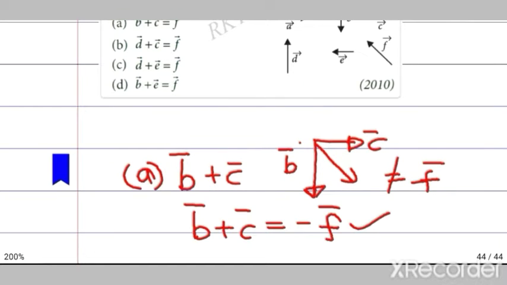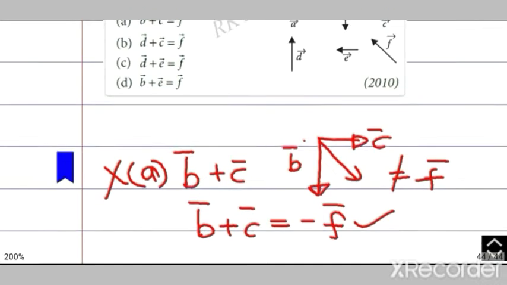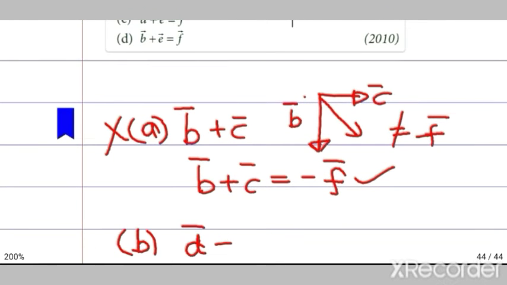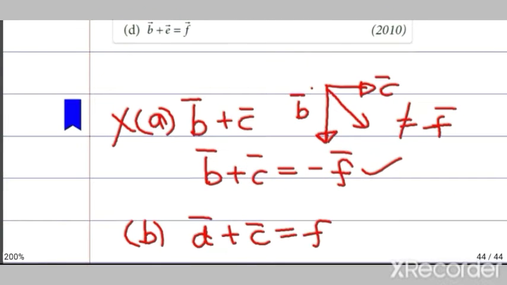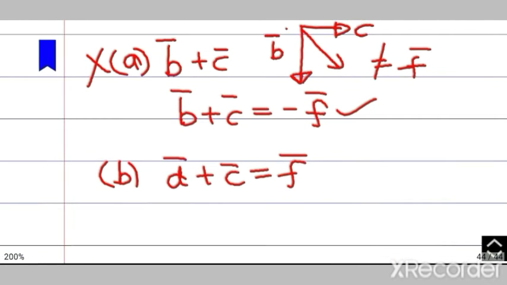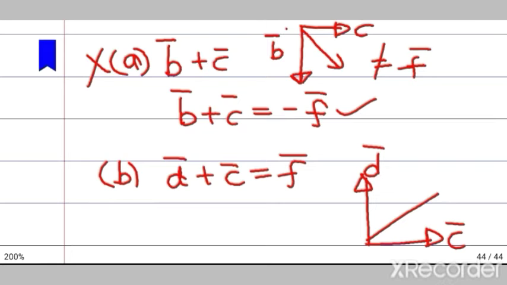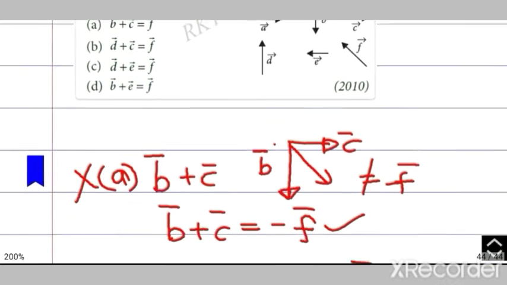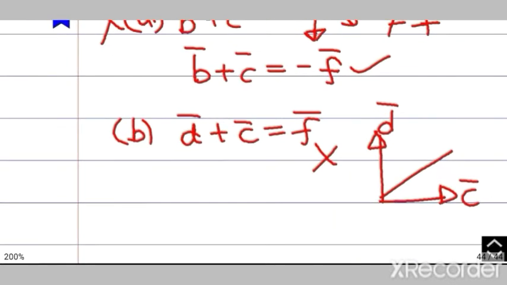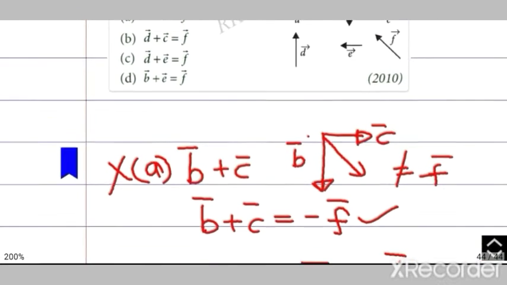Actually B plus C equals minus F vector. D plus C equal to F, but it's not. Let me draw. D plus C resultant is not given there, so it's not our answer.